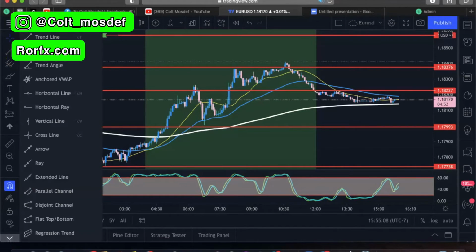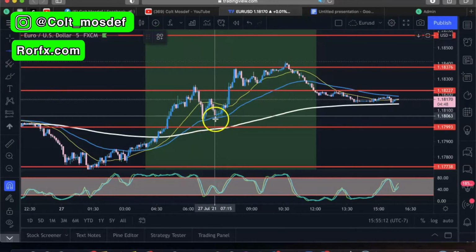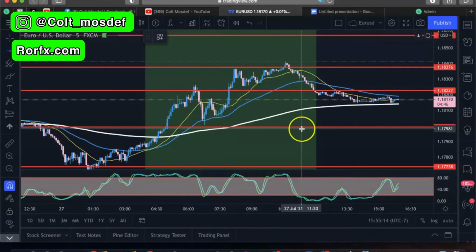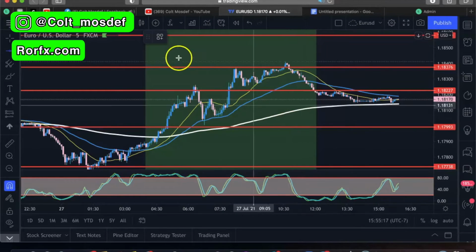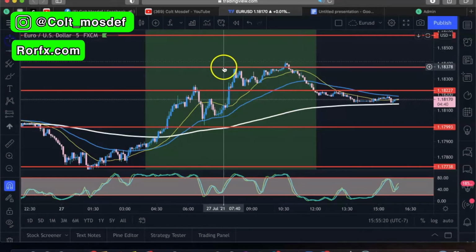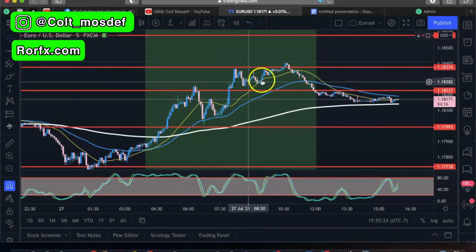There's all these tools like horizontal lines to find your resistance or support. So resistance and support is like big zones that the market will hit and then it will reverse. So that's what all these red lines are right here. These are points where the market will hit it and then it will go the other way.